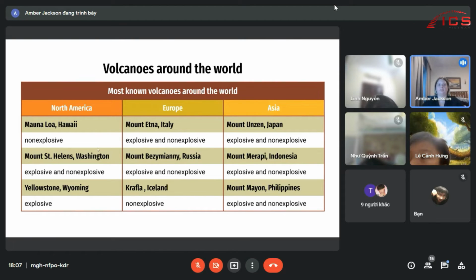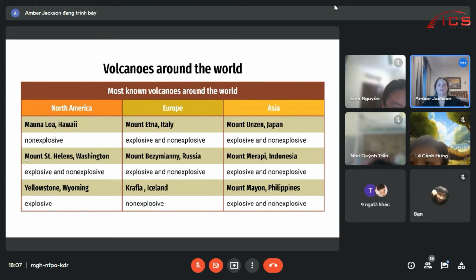All right, very good. So these are the most well-known volcanoes around the world. Mauna Loa in Hawaii is non-explosive. What that means is that when it erupts, it doesn't have this huge explosion of eruption. It just kind of bubbles out of the ground. And that's why it is a very large tourist attraction in Hawaii. And you can get fairly close when it's erupting and watch the lava flow.